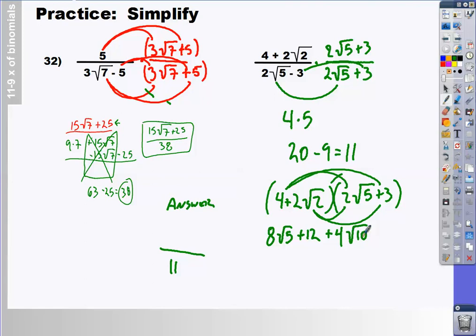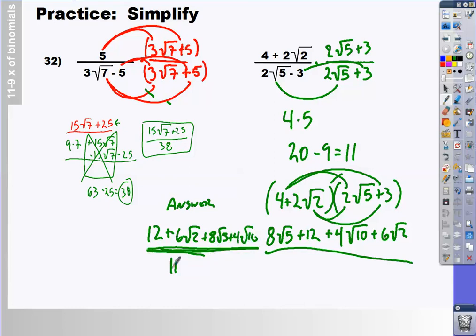Now root 10 does not have any perfect square factors, so I can't do anything with that. Finally, 2 root 2 times 3 is going to be positive 6 root 2. Do I have any similar terms here? That's right, I don't. So I can't really combine any of them. I just have this jumbled mess. So what I'm going to do is reorder it in ascending roots. So I'm going to start with 12 plus 6 root 2 plus 8 root 5 plus 4 root 10. And this is all over 11.